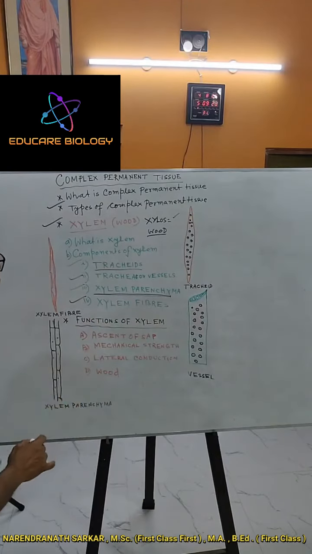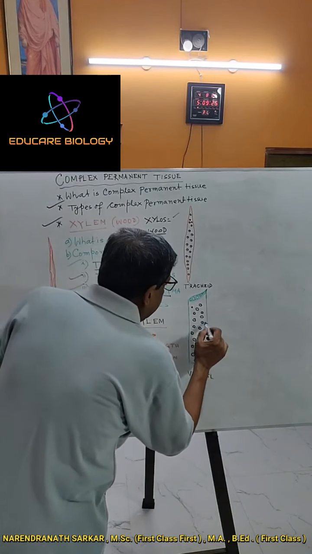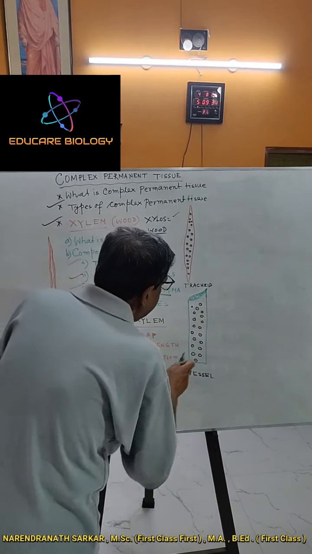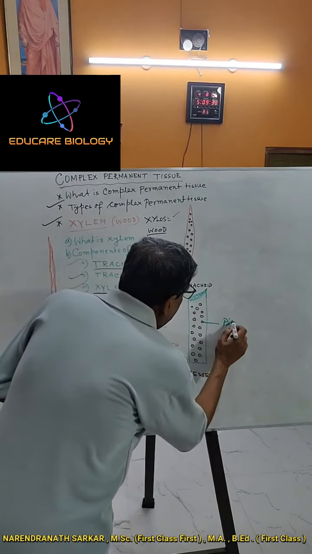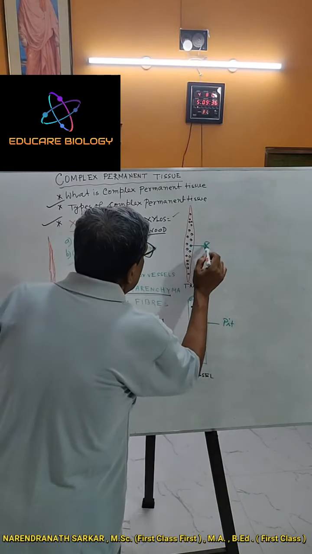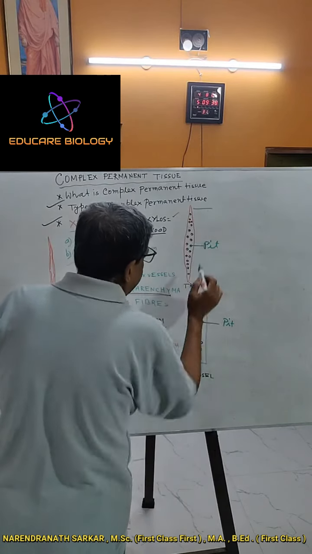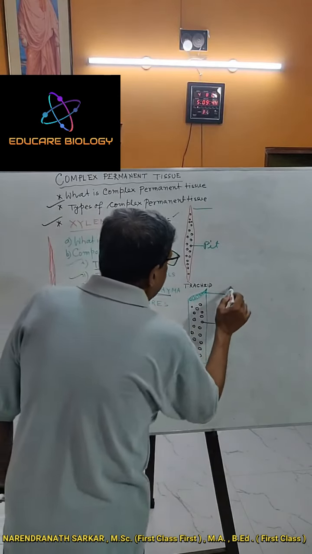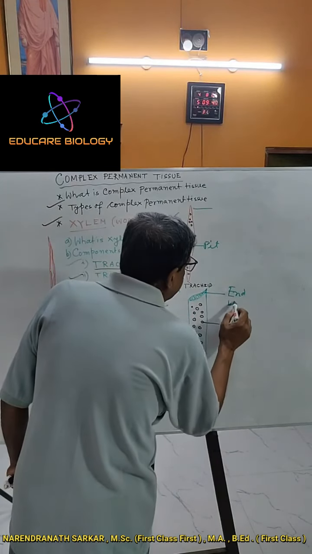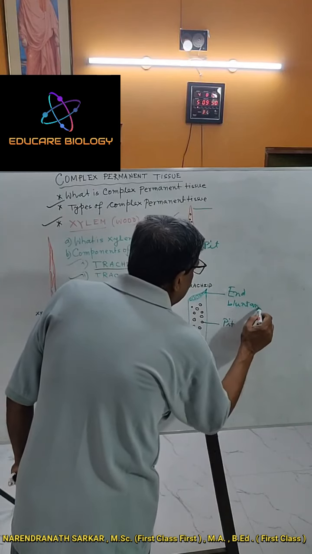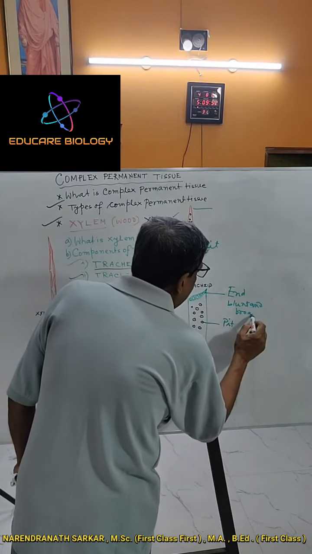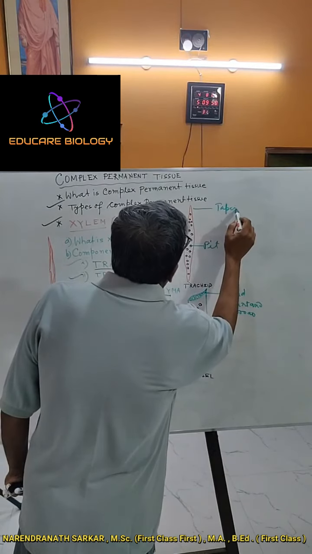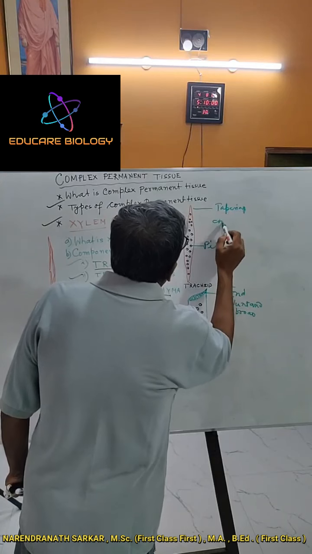These are pits. The ends of tracheids are tapering, but the ends of vessels are blunt and broad.